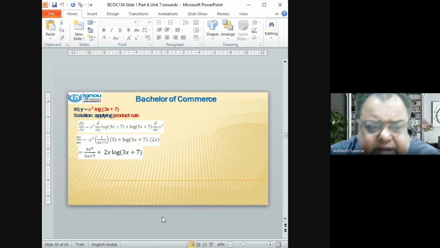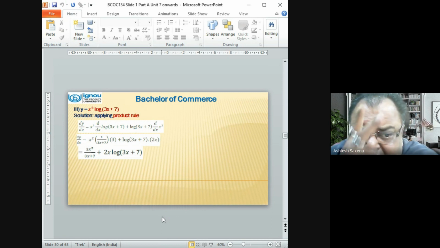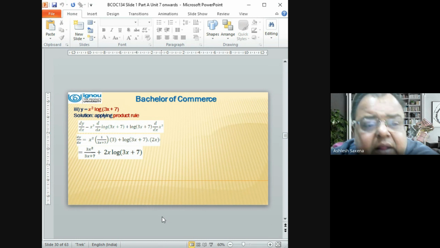You can see in the problem there are two functions. The first function is an algebraic function and the second function is a logarithmic function. That means it is basically a product of two things. If we are talking about a product, we have to apply the u into v formula. What is that? We can take this as the first function and log x as the second function.